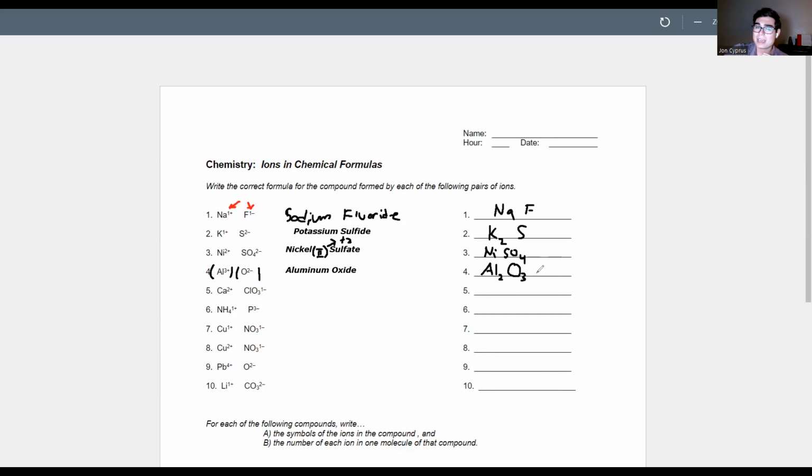And again, if you can't just multiply 1 by 2, you have to find the least common multiple. Even for potassium, the least common multiple of 1 and 2 is 2. So you have to get potassium to 2, and the sulfur stays at 1, because it's already added 2.